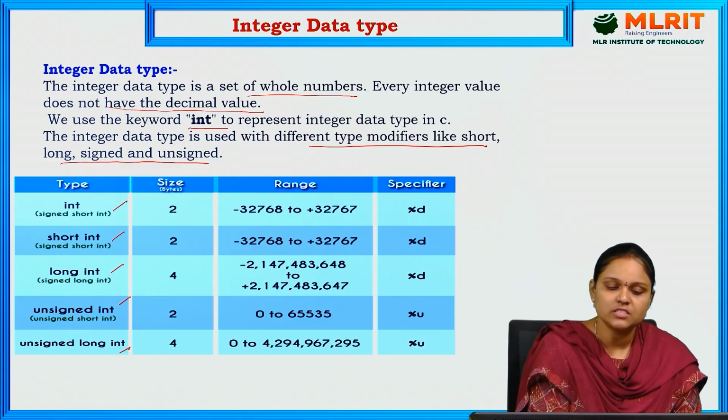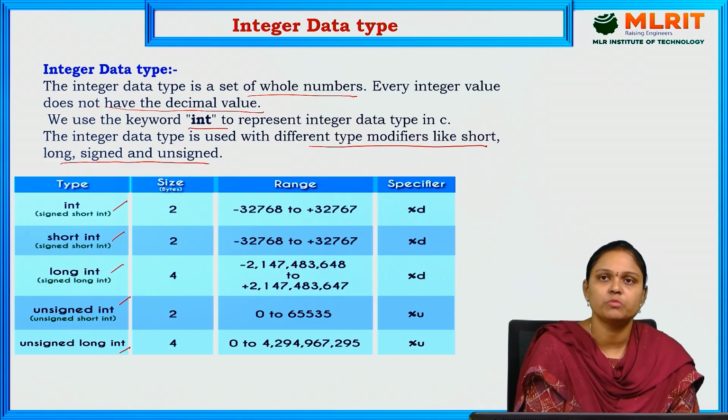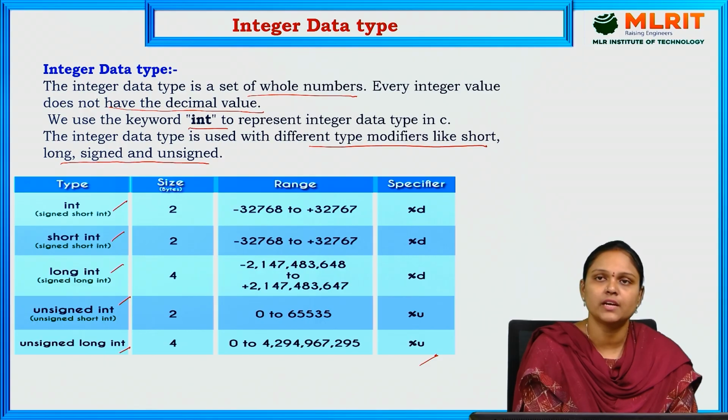The size column in this chart tells how many bytes of memory will be occupied to store that particular integer value, and the range means only this range of numbers can be stored in that particular data type. And this column has the format specifiers, so that the compiler can understand what kind of values we are reading and what kind of values we are printing.